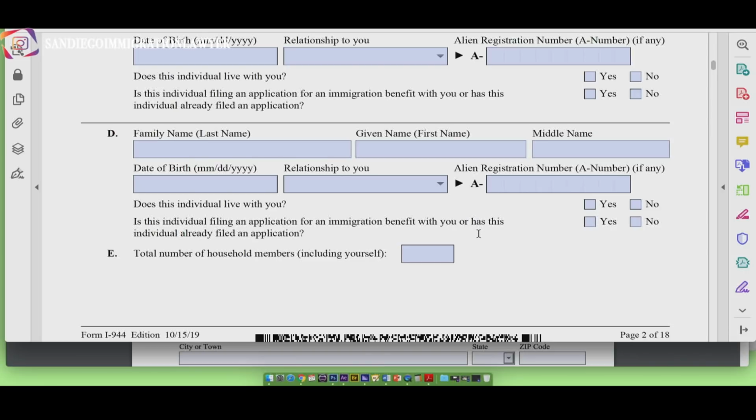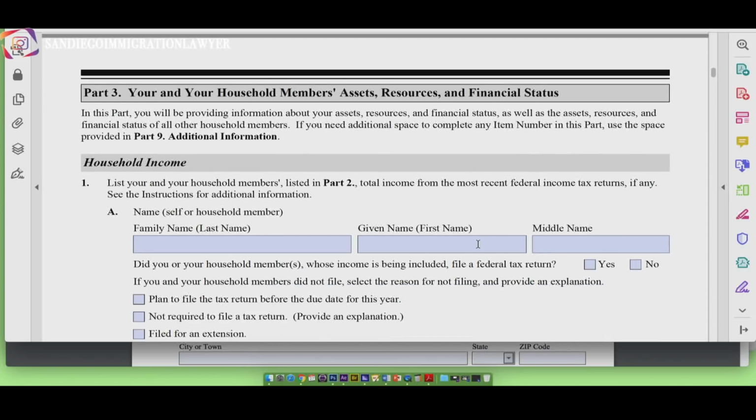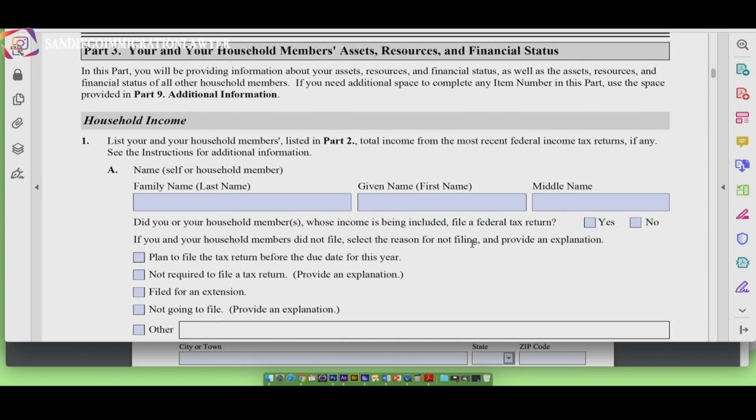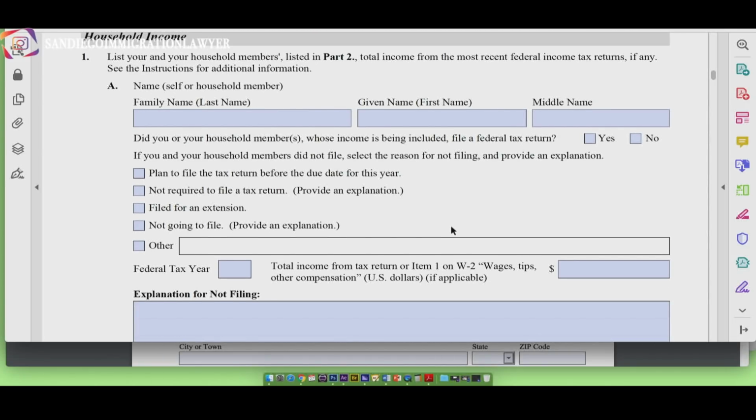You do want to list the total number of household members. So if it's only you and your U.S. citizen spouse, then it's 2 total. Again, if there are any children or parents, you want to list them there. On part 3, it's asking for your and your household members' assets, resources, and financial status. So on this page, you want to, again, list yourself first.